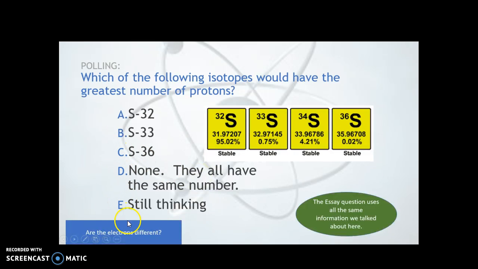All right, so this question: which of the following isotopes, there's a word, what does isotopes mean, would have the greatest number of protons? I bet you need to know about isotopes. Okay, so which one has the greatest number of protons? Is it S32, S33, S34, S36? None, because they're all the same, or E, I'm still thinking about it. This is related to the essay question. Okay, and then think back to that build an atom. Are the electrons different in S32, 33, 34, and 36?